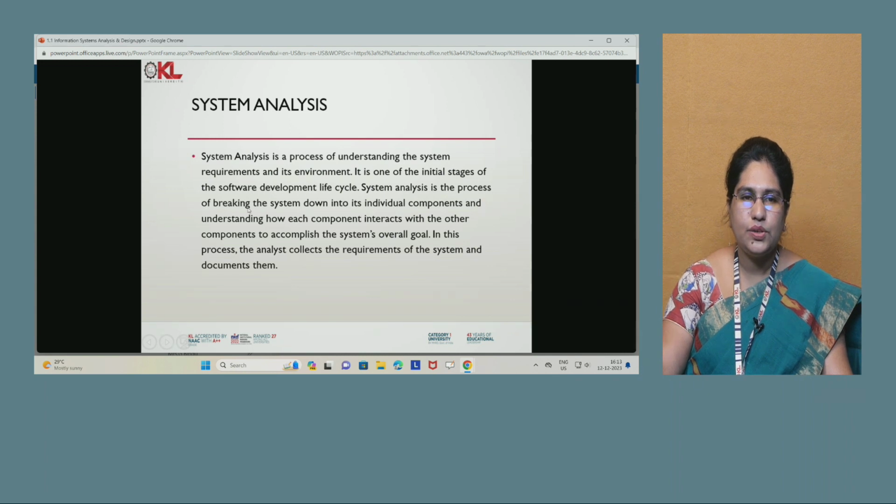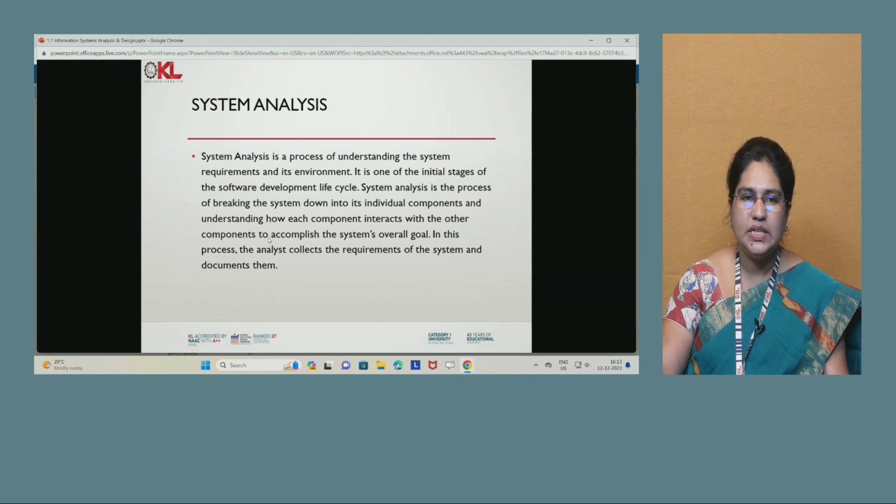Initially, it is breaking down the system into individual components, and after that we are going to understand how each component interacts with the other components. After this comes the overall goal of the system. In this process, the analyst collects the requirements of the system and documents them.